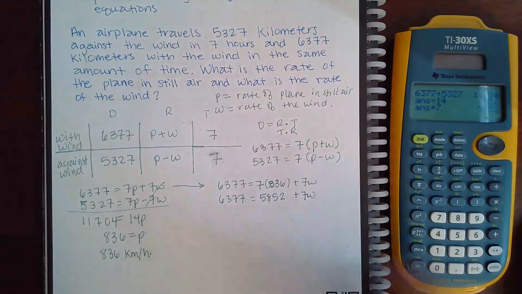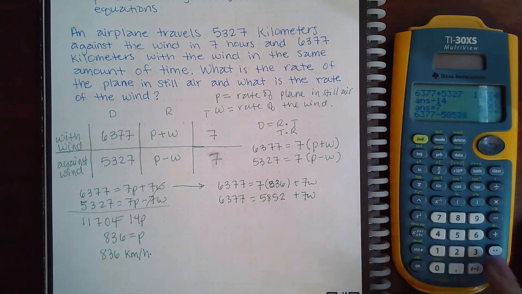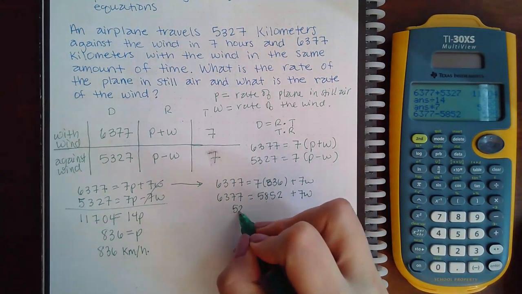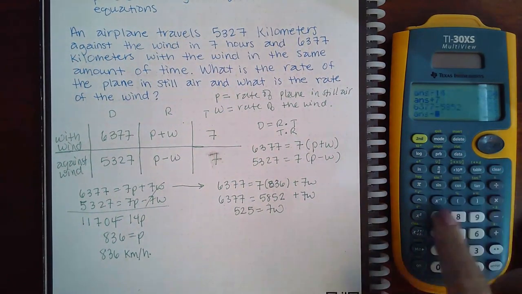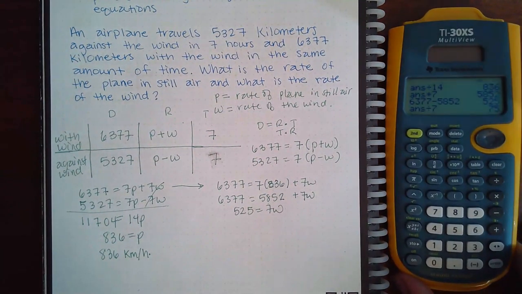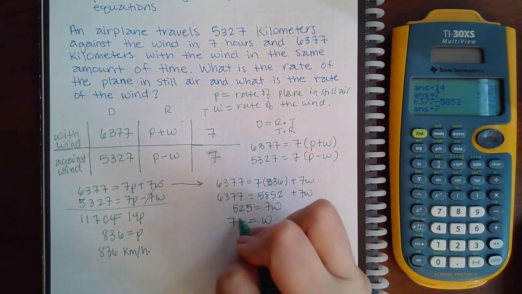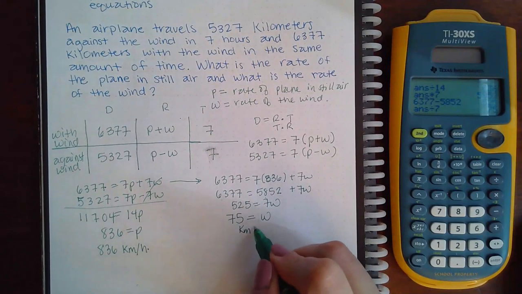And I'm going to have to minus this over. So 6,377 minus 5,852, and I get 525. And then I'm going to have to divide by 7. And so then I get 75. So the wind is traveling 75 kilometers per hour.